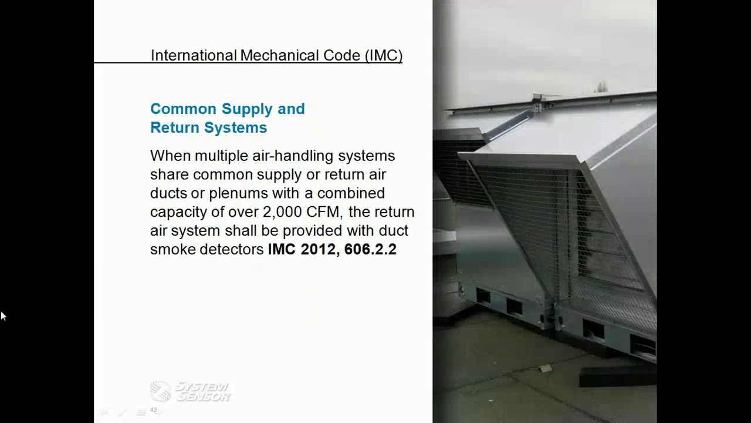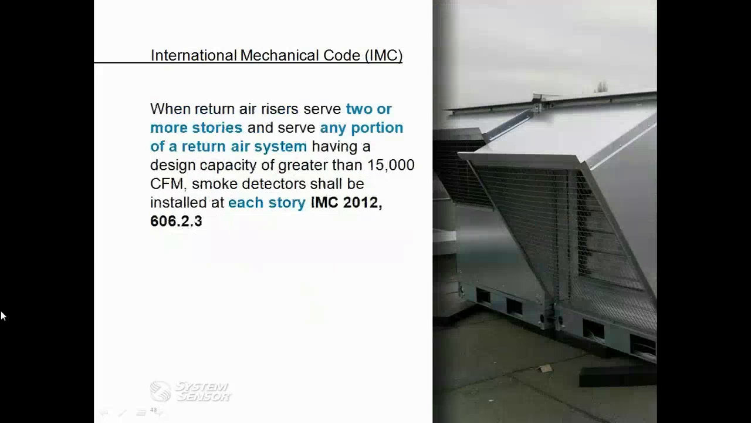Another requirement of the International Mechanical Code calls for duct smoke detectors to be installed on the return side if there are multiple systems that once combined have a total capacity of 2,000 CFM or more, and they share either the same supply or return ducts.